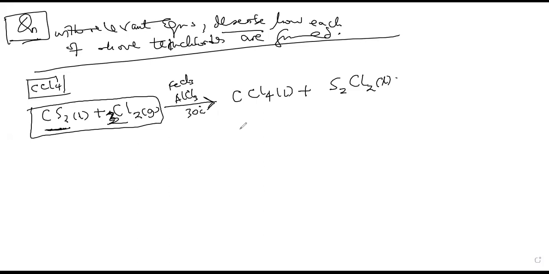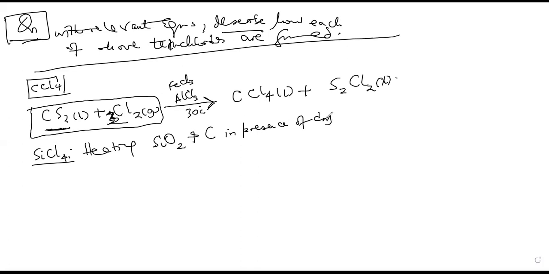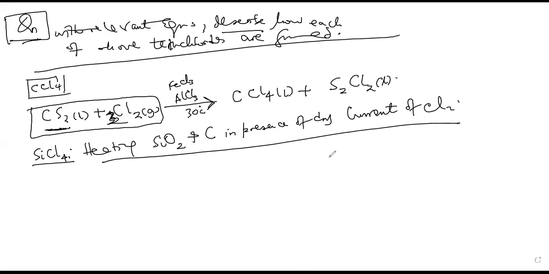Then, to form silicon 4 chloride, or silicon tetrachloride, you heat a mixture of silicon 4 oxide and carbon in the presence of a dry current of chlorine, or one can say in the presence of dry chlorine. Here you must note the conditions for the reaction and then the equation that leads to the formation of that very substance.